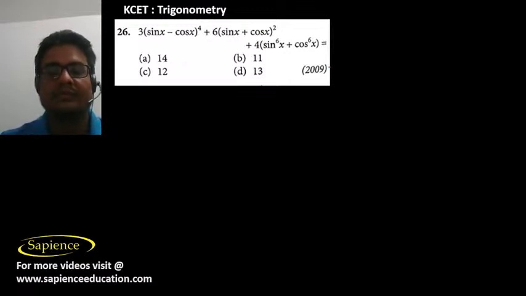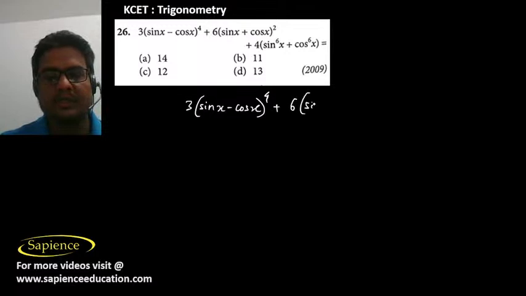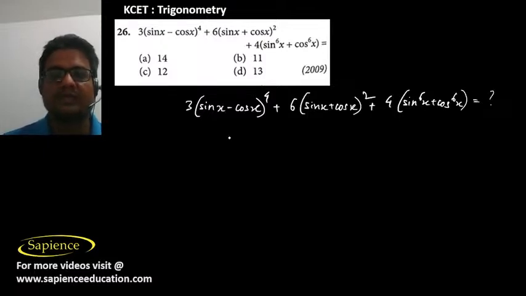Okay, so we shall start with question number 26, since in the previous part we solved till question number 25. Here in question number 26 it is told: 3 into (sin x minus cos x) whole raised to 4, plus 6 into (sin x plus cos x) whole square, plus 4 into (sin power 6 x plus cos power 6 x), that is equal to how much? So the value of this expression we are being asked to find.